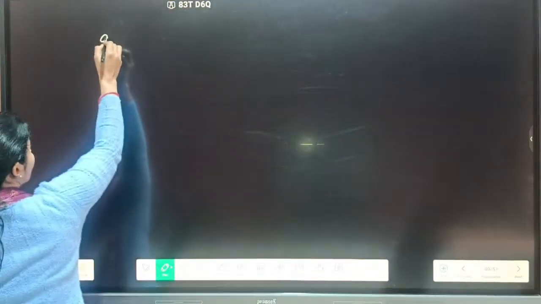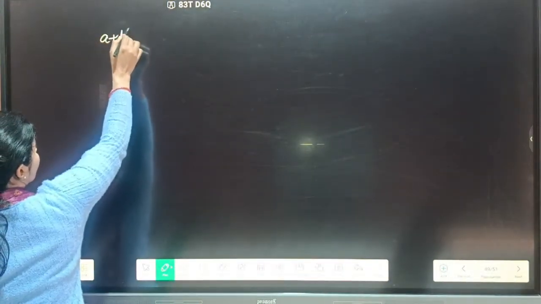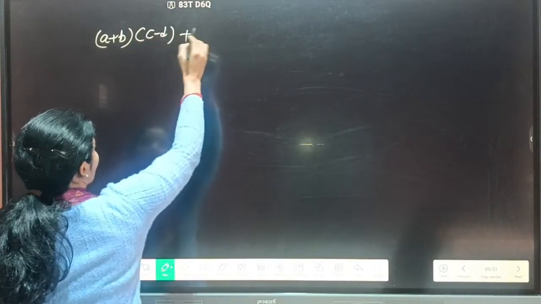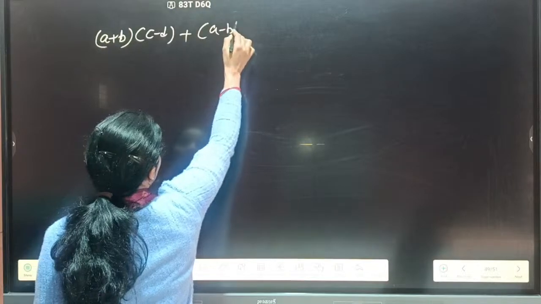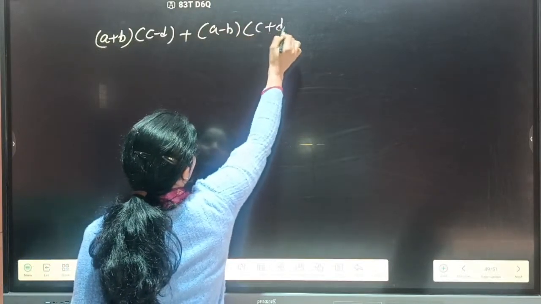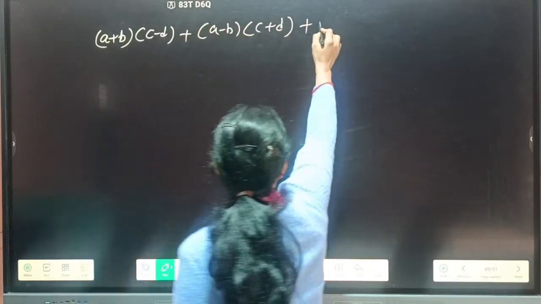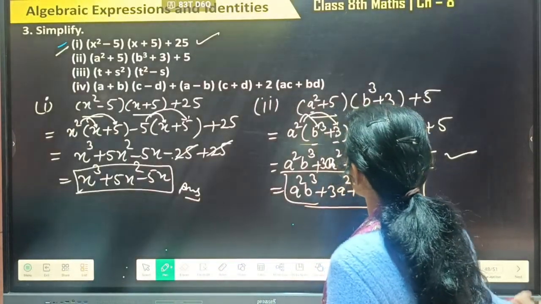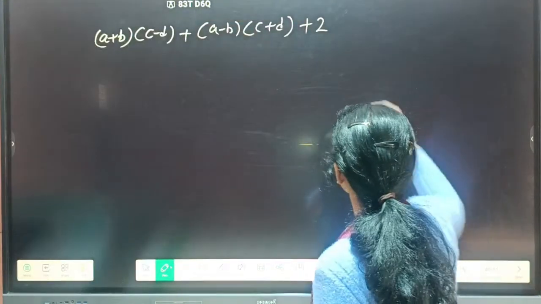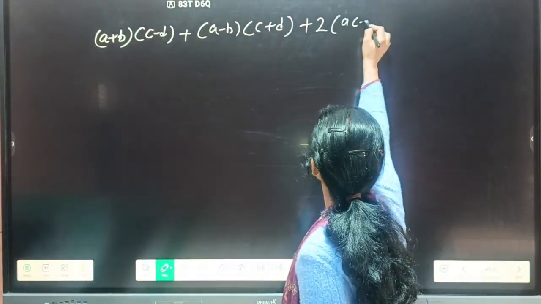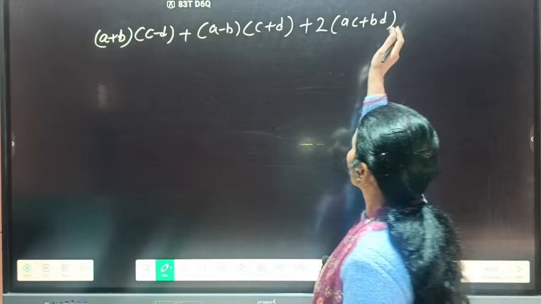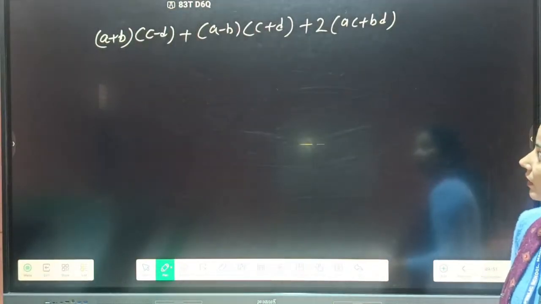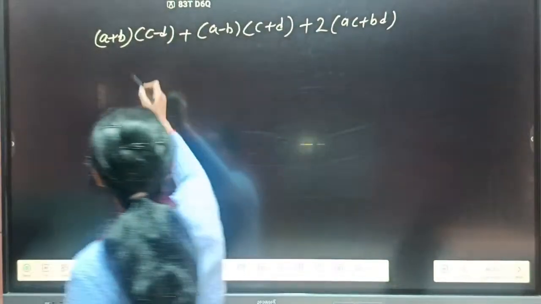(a plus b)(c minus d) plus (a minus b)(c plus d) plus 2 times of (ac plus bd). This expression we have to simplify. Let us simplify these two binomials.